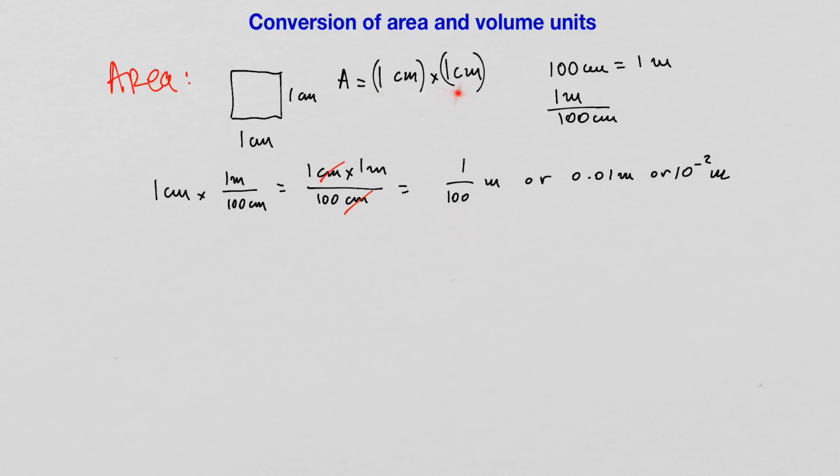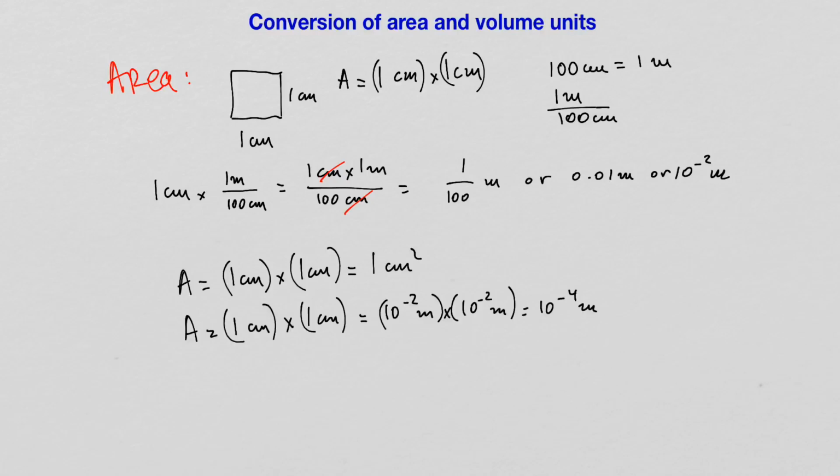So now I multiply those two, and that is going to give me the area of this square here, but now in meters squared. So 1 centimeter times 1 centimeter is 1 centimeter squared. So I apply the conversion factor that I just explained to each of those two dimensions. So I already know that 1 centimeter is equal to 10 to the negative 2 meters. So multiply 10 to the negative 2 meters by 10 to the negative 2 meters. That is equal to 10 to the negative 4th meters.